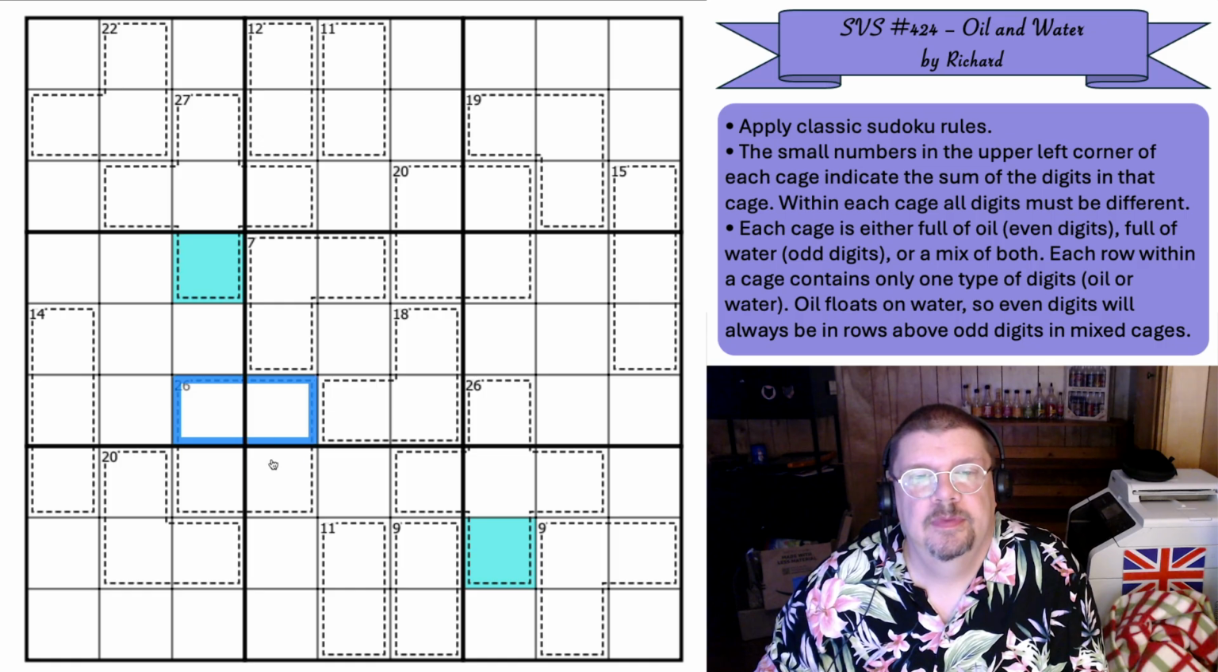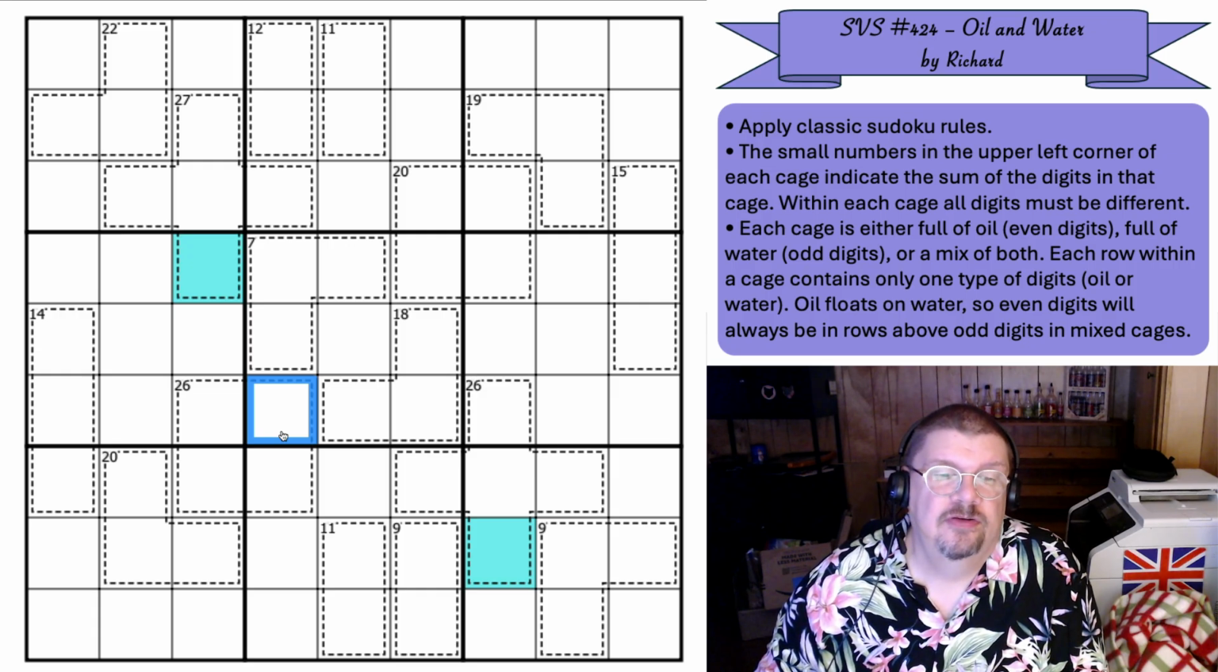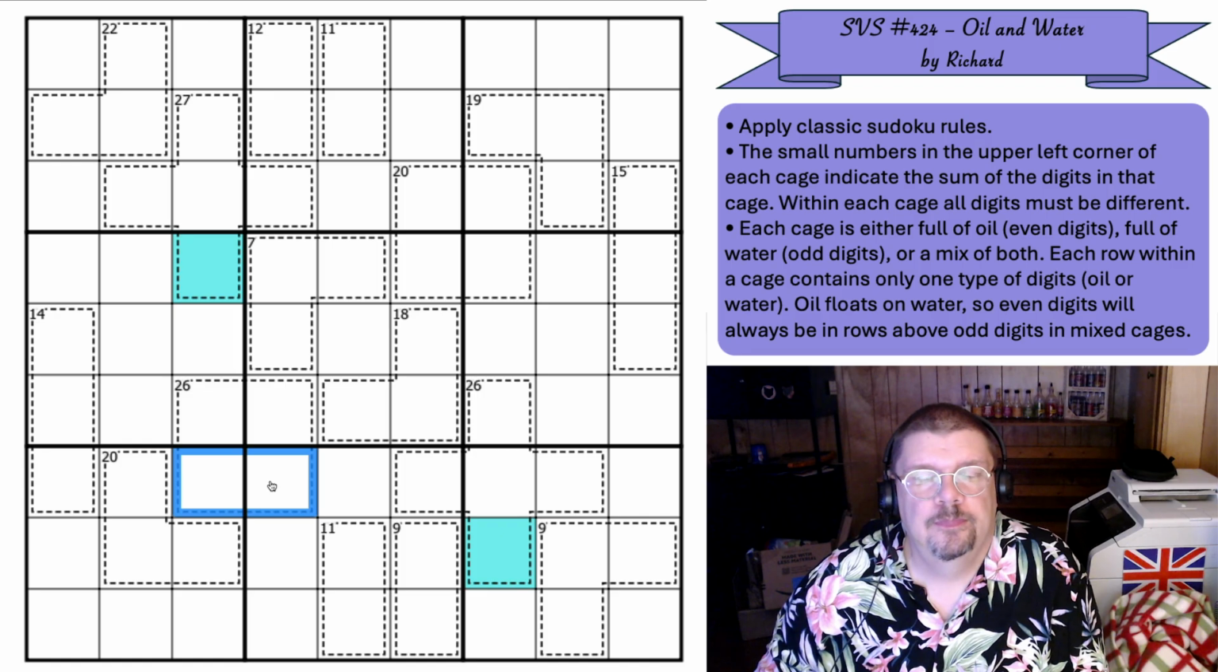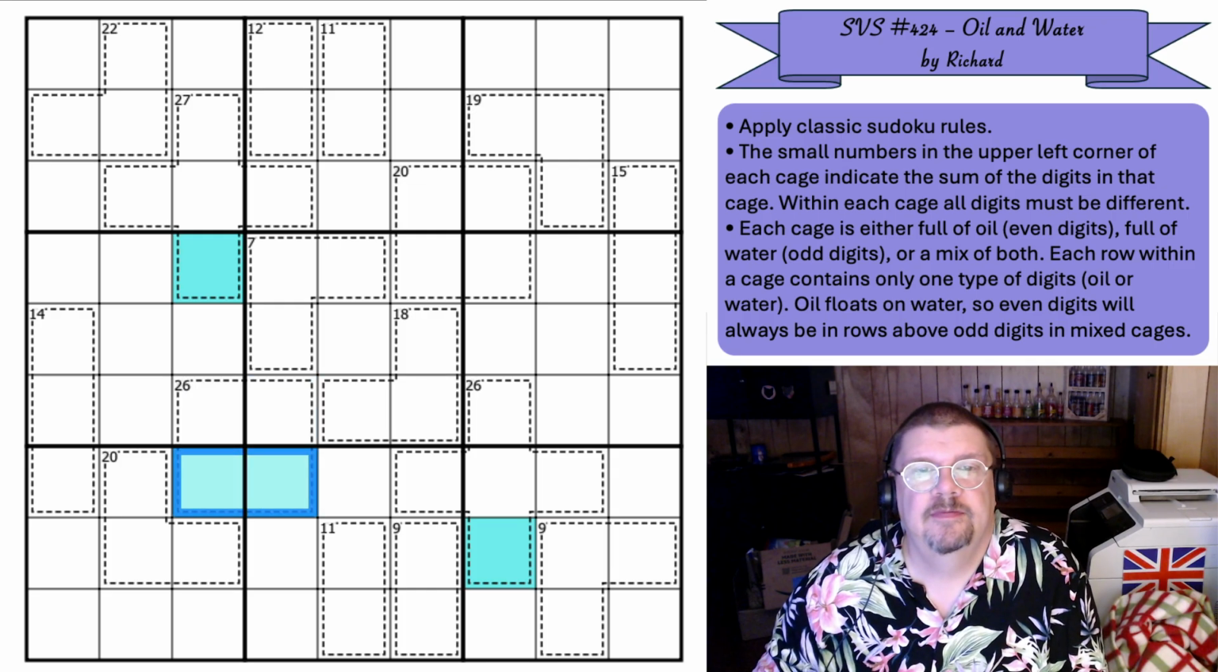Next. Can this be all even digits? Well, no, because the even digits are 2, 4, 6, and 8, and they add up to 20, but this does not add up to 20. So I can't fill it completely with even digits, with the oil, so I need to put at least some water in there. So let's do that.